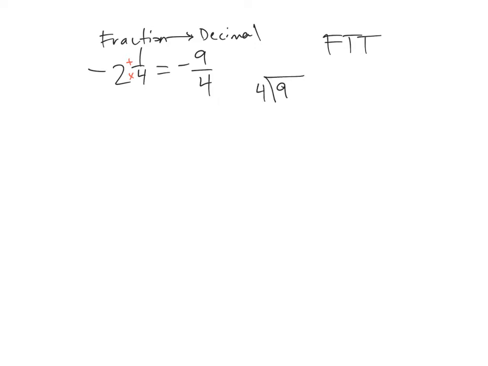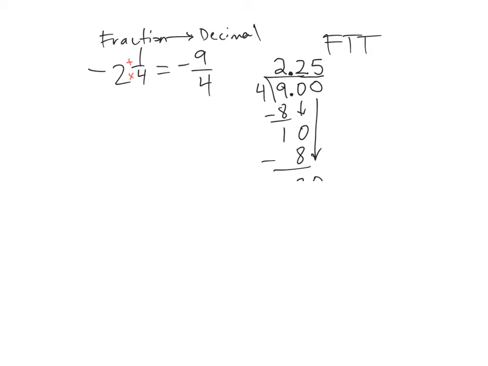So we do this, and we end up with 2, and that would be 8, which leaves me with 1, and then I have to put a 0.0 and add that and bring down my 0. 4 goes into 10 also 2 times, which would be 8. 10 minus 8 is 2. And now I get to bring down another 0 and get 5.